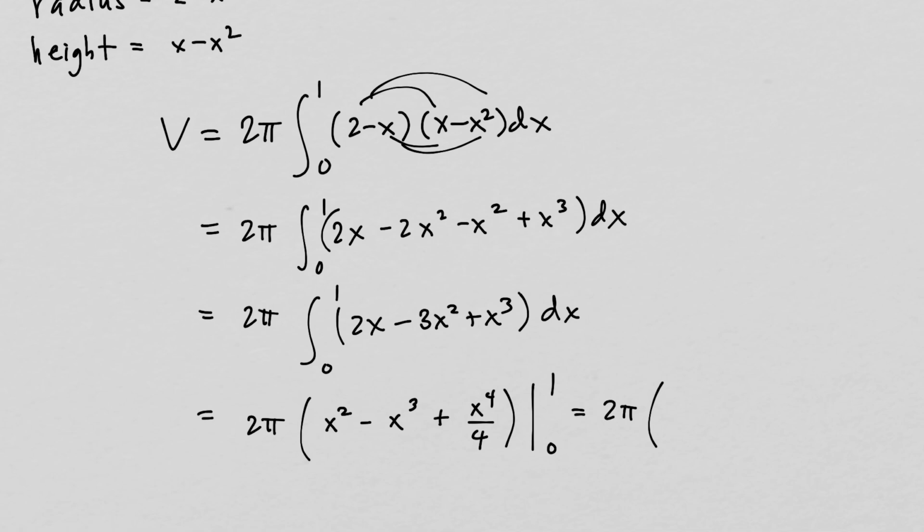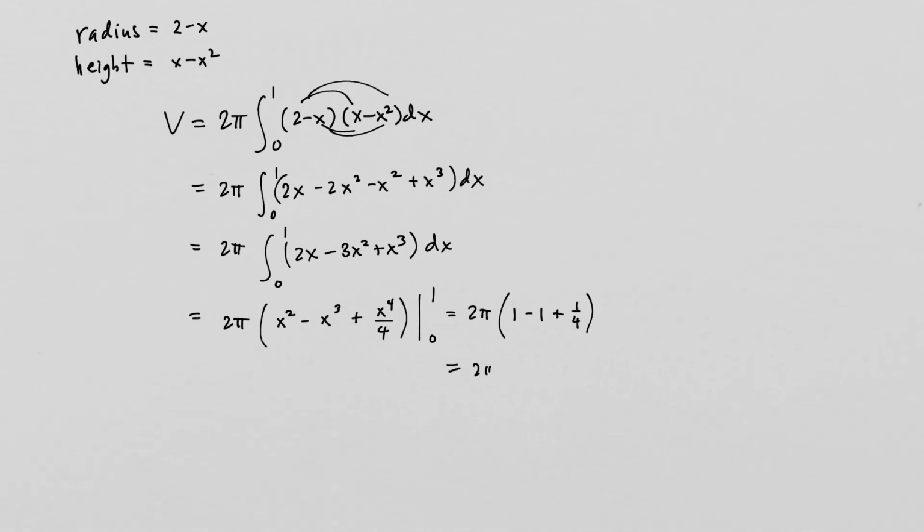Now, a lot of our limits in this video have been 0 for the lower limit, which means you really didn't have to plug it in, because when you plug in 0, you get 0. Please don't make that assumption. Please make sure you check your lower limit, because a lot of times you're going to have to plug it in. But in this case, I only need to plug in 1. And when we plug in 1, we get 1 squared is 1, minus 1 cubed is 1, plus 1 to the 4th over 4 is 1/4. And so this is 2 pi times 1/4, which simplifies to pi over 2.